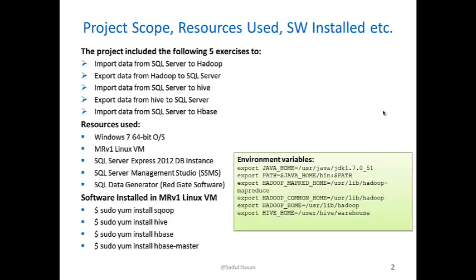Hive, HBase and Sqoop were also installed in the MapReduce Linux VM, and here are the variables that we set to ensure that Hadoop can find Java, Hive can find Java and Hadoop, and so on and so forth. Java was installed using the yum command. I also set the environment variables so that the commands can be issued from anywhere in the VM.